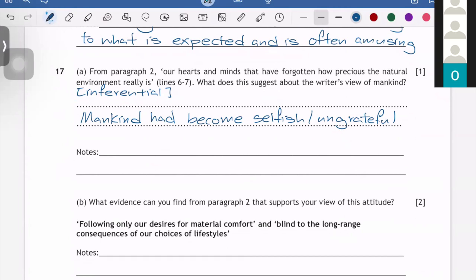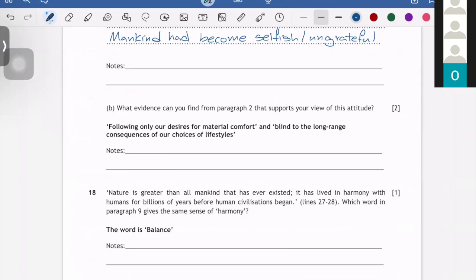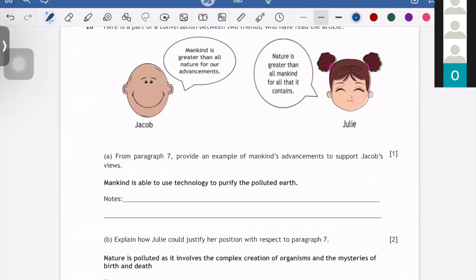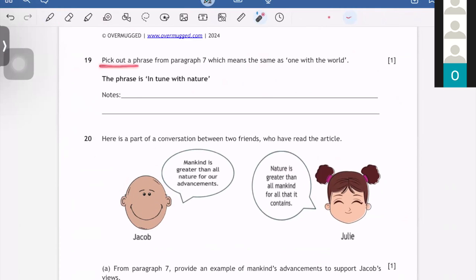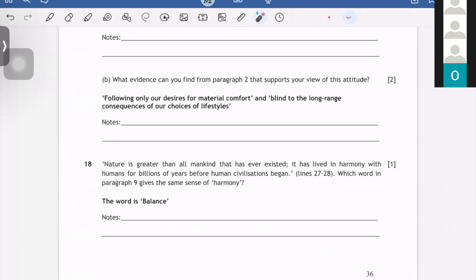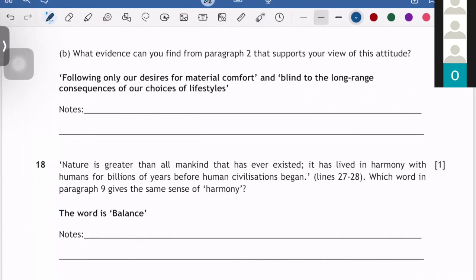Okay, next few questions. 17b, 18, 19, 20a and b. They are either asking you to pick out a phrase from the passage, or to find evidence from the paragraph. All of these are direct questions. And the only thing I need you to be careful of is just the transference error.